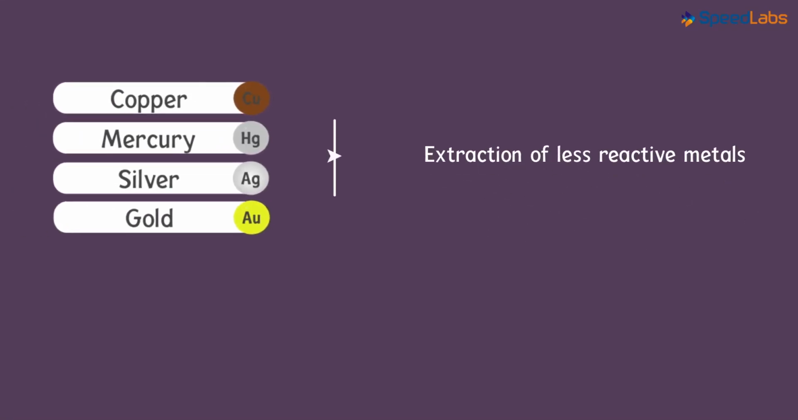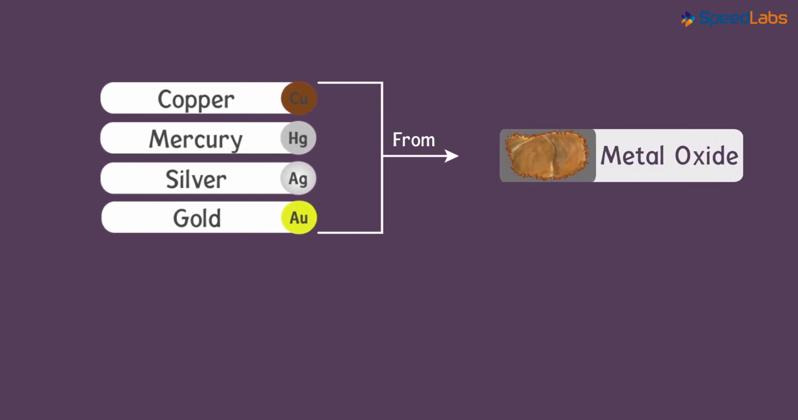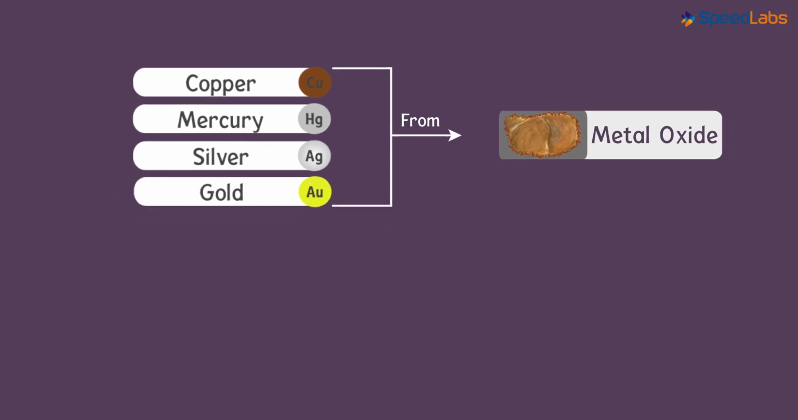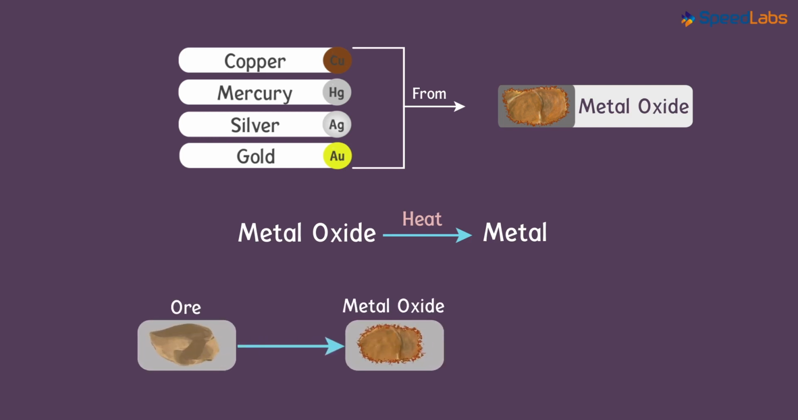How can we extract metals lower down in the activity series? To understand how, we first need to understand a very basic concept. It is easier to obtain metals from their oxides than from their sulfides or carbonates. Yes, just heating is enough to extract the metal from its oxide, which is why the concentrated ore is first converted into the oxide of the metal, and then this oxide is reduced to the metal we can extract.